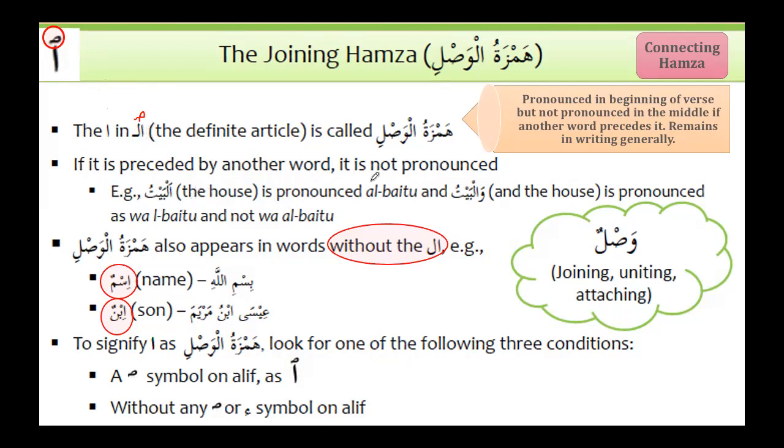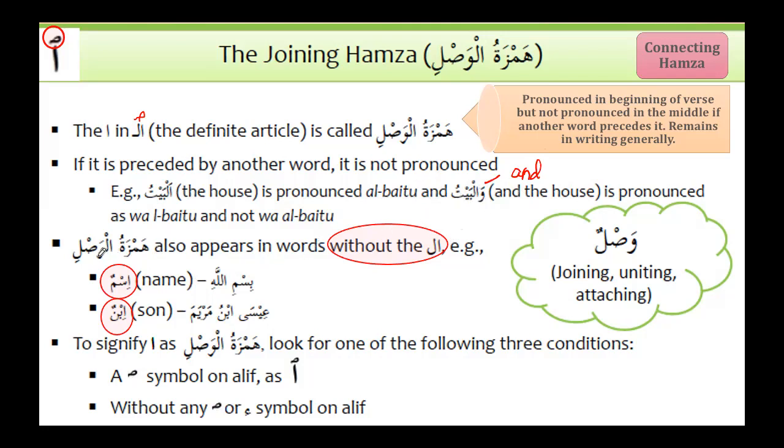So if a word is in the beginning of the verse, for example here, you pronounce the Hamzatul Wassel. You're saying al-baytu. But if it's in the middle, you do not pronounce it because here there is a wa, and wa means and. So now you're not going to pronounce the Hamzatul Wassel. You're going to say wal baytu. So in the middle, the Hamzatul Wassel is not pronounced.